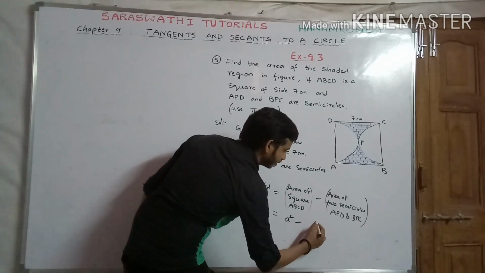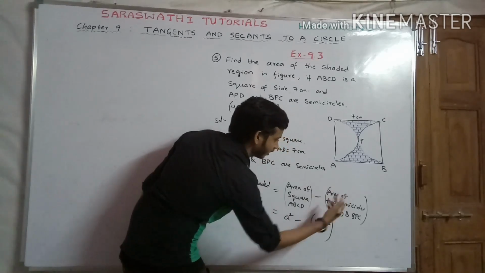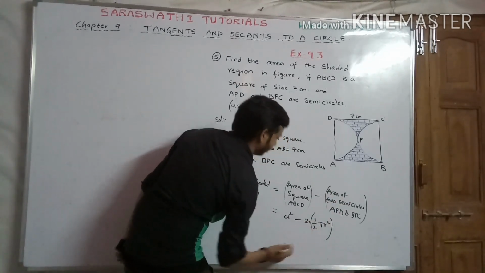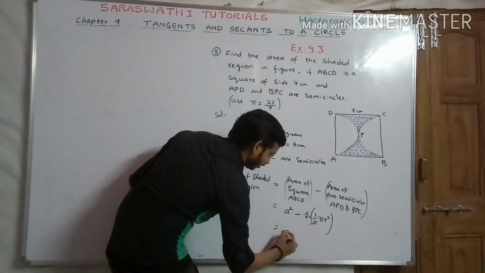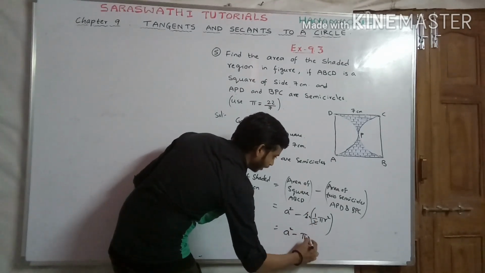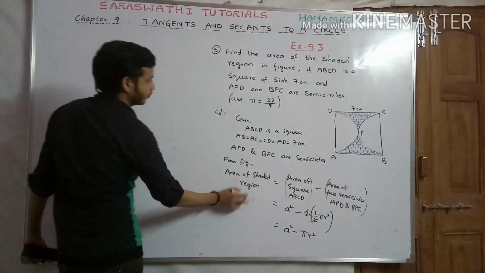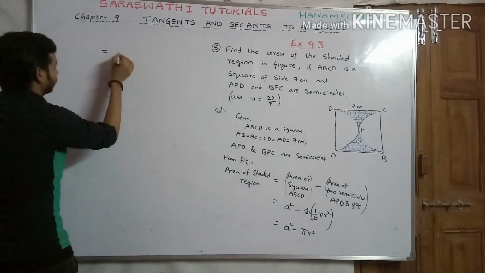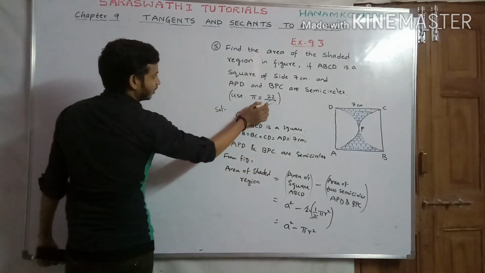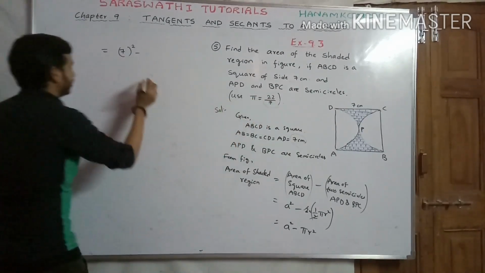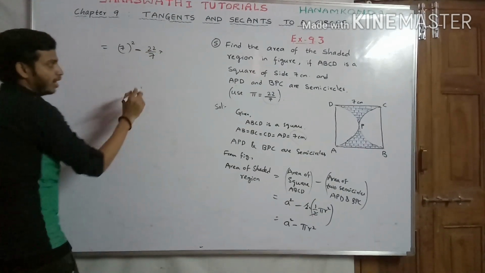Area of a semicircle is half pi r squared. Since there are two semicircles, we multiply by 2. So 2 into half pi r squared, the 2 gets cancelled, so it equals a squared minus pi r squared. Here a is the side of the square, which is 7 centimeters. So 7 centimeters whole squared minus pi r squared, where pi is taken as 22 by 7, and r is the radius of the circle.